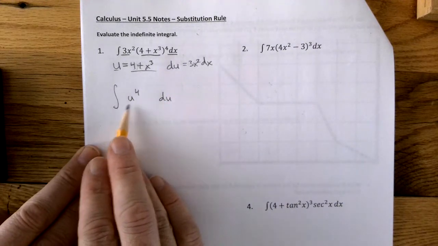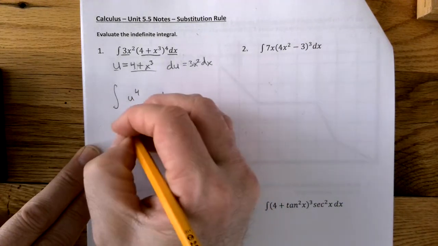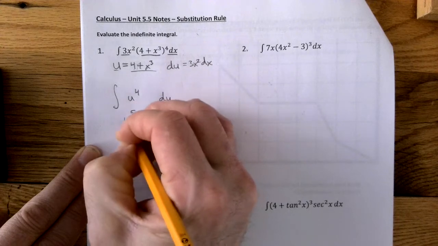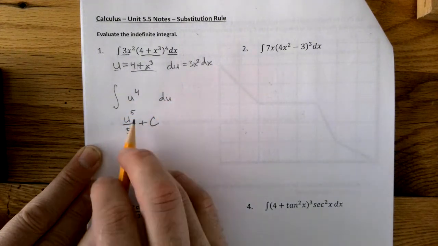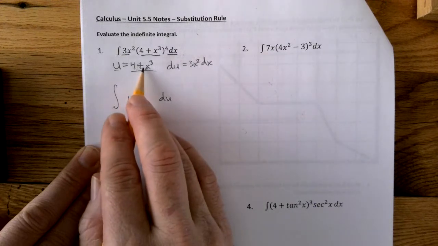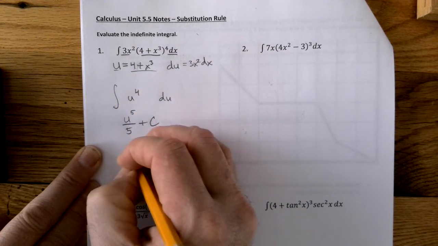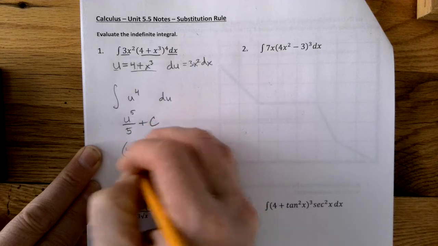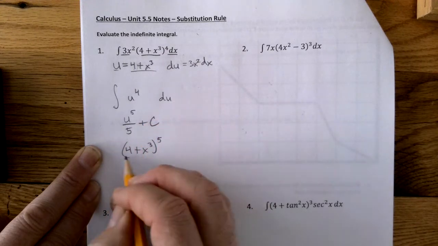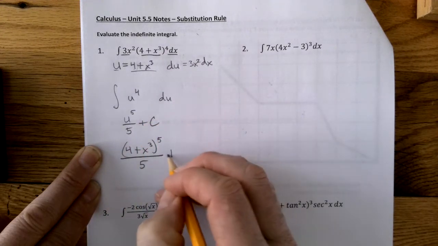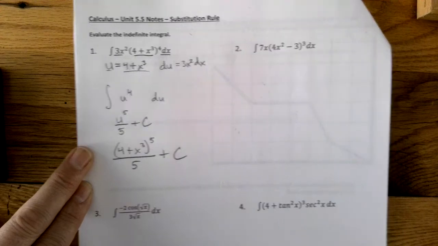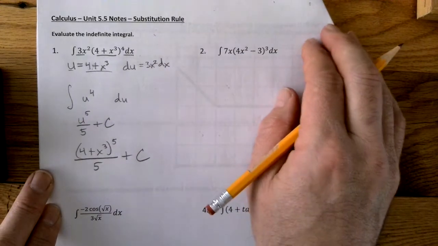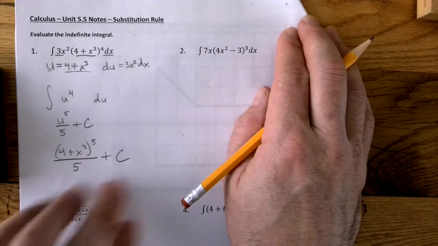So what is the integral of u to the fourth du? U to the fifth over 5 plus a constant. U is 4 plus x cubed, so 4 plus x cubed raised to the fifth power over 5 plus a constant. That's the antiderivative. That should have felt a little bit better.